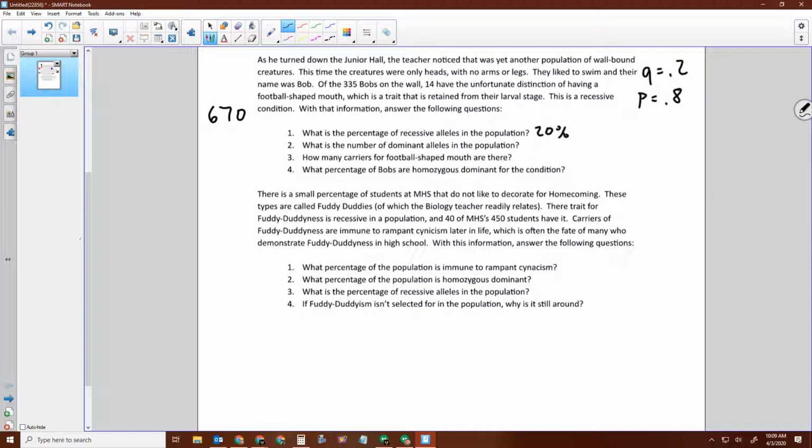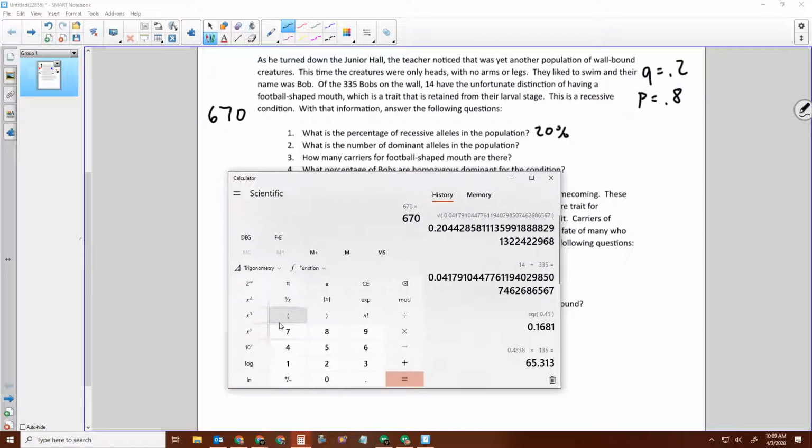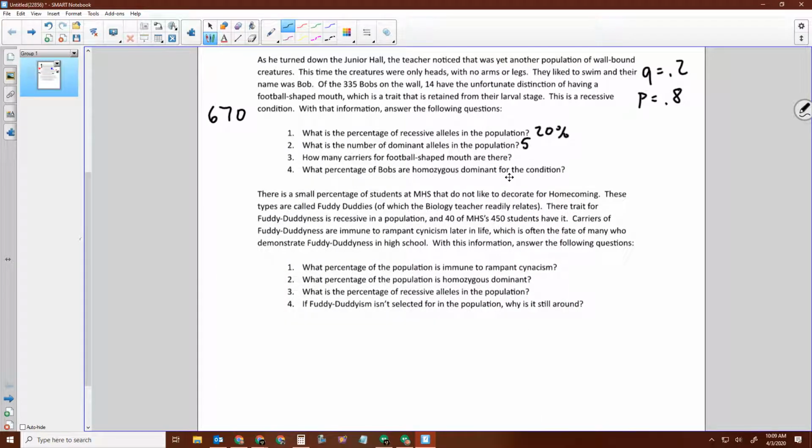And so in order to figure out the number of dominant alleles, I'm going to take 670 and multiply that times 80%, which is 536. How many carriers for football-shaped mouth are there? Okay, so carriers is a technical word here, meaning the heterozygous condition. We know that the percentage of the heterozygous condition is equal to 2PQ, and so we can do some math here.